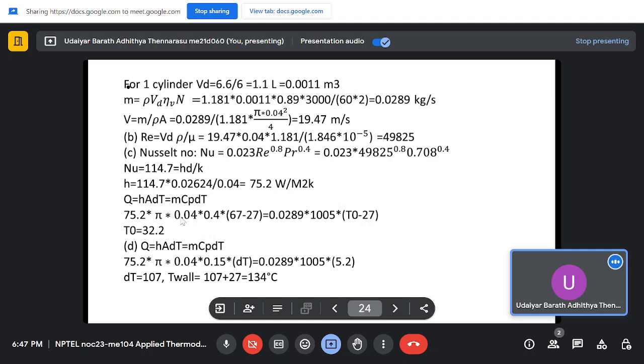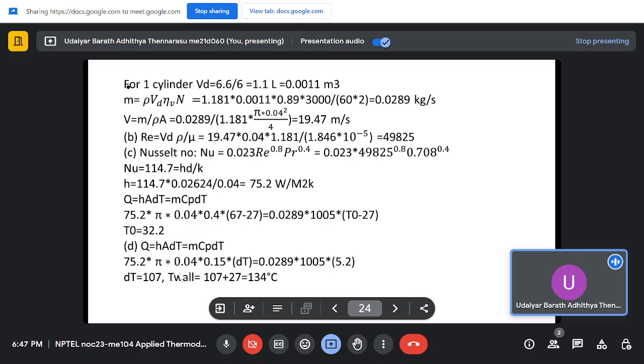So it will be the same previous relation: 75.2 into pi into 0.04 into 0.15, instead of 40 centimeter it is 15 centimeter, into wall temperature minus the air temperature, equals 0.0289 into 1005 into 32.2 minus 27, because you need the same temperature of air to enter cylinder 3. So it should be 32.2 minus 27, which is the inlet, so it comes to 5.2.